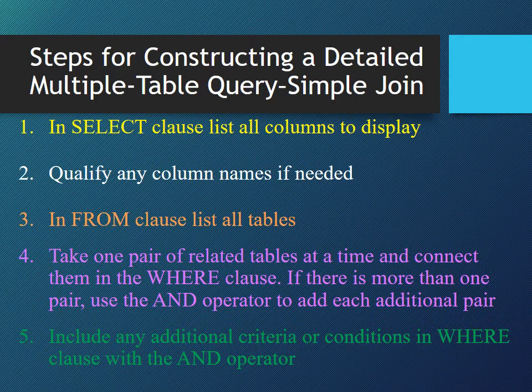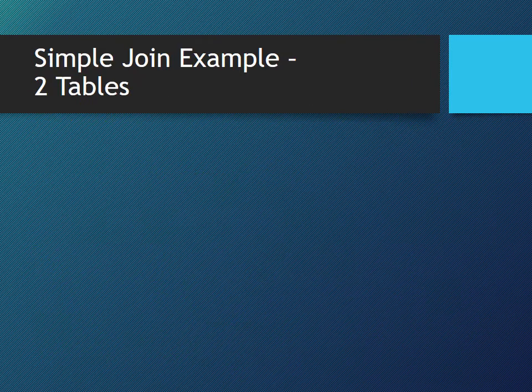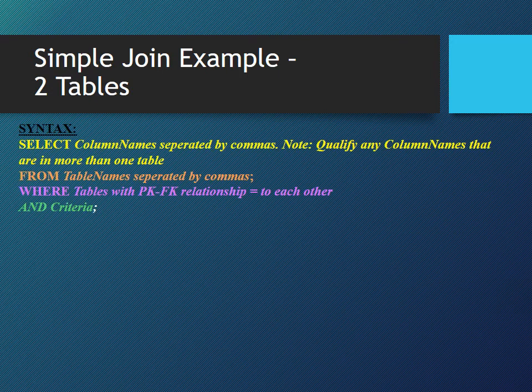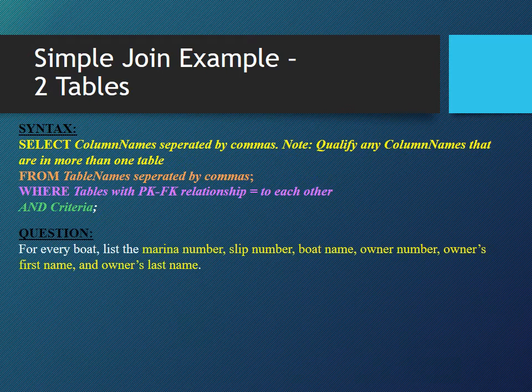Let's take a closer look at the syntax for joining two tables with the simple join method and complete an example. The syntax, as just mentioned, is as you see here. Notice the new purple highlight to indicate the joining of tables as the first thing in the WHERE clause. Let's look at our question.